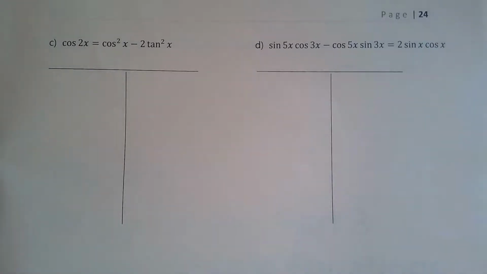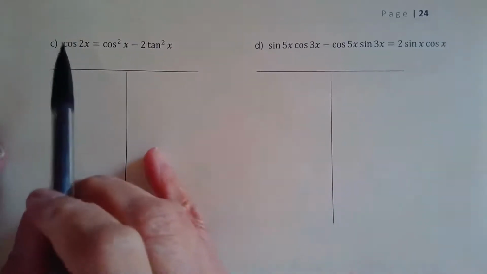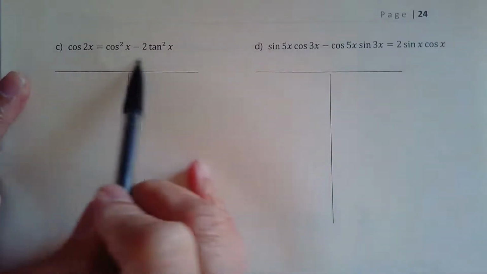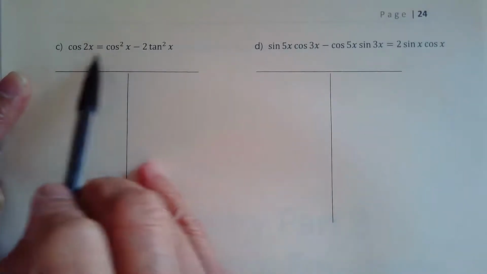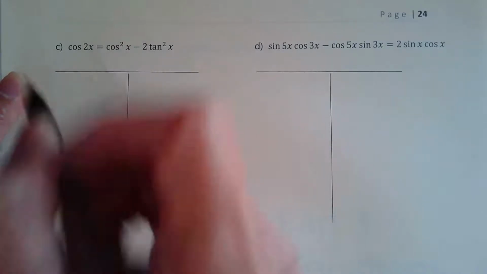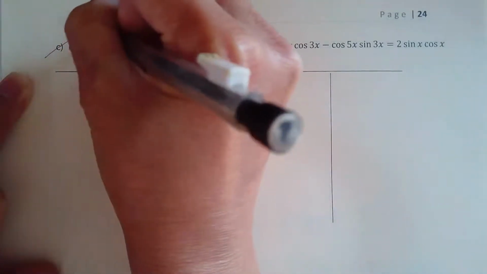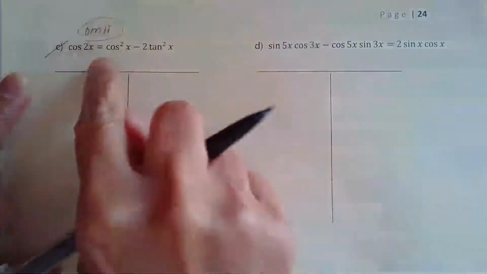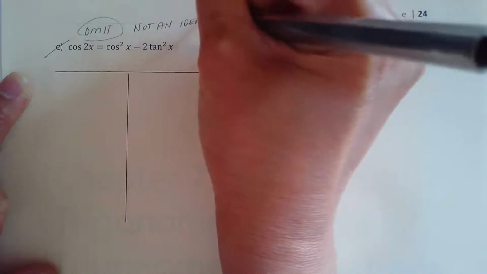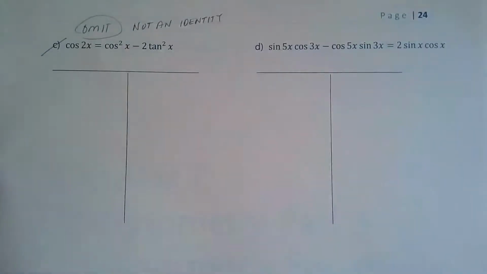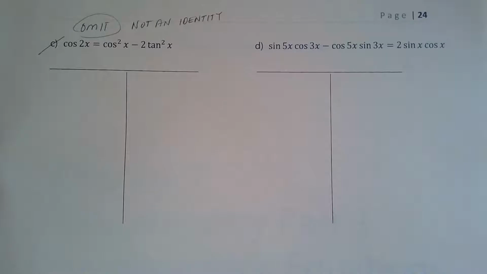Okay, so we're chugging along in here. Actually, on page 24, I put these in Desmos, and I did not get an identity at all. So this one here, we're going to omit. We can try our best, but it's not going to be an identity. So we're not going to waste our time trying to figure that out when it's not even an identity.